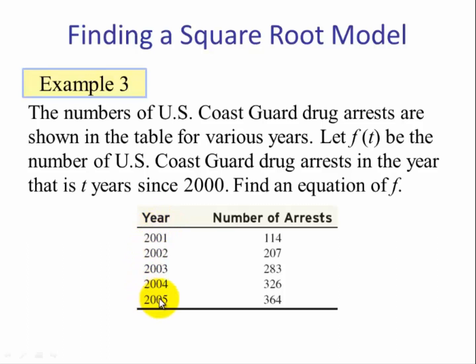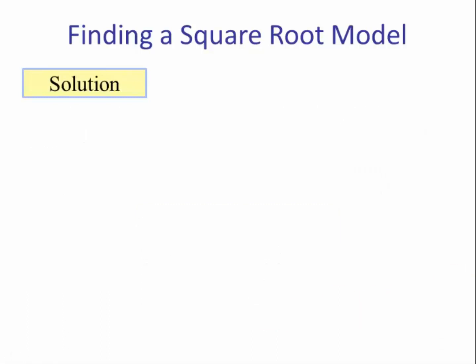So our first step is to compute the values of t. So in this case, t will be 1, 2, 3, 4, and 5. That's our independent variable. This is our dependent variable. And let's put this in list 1 and list 2 and construct a scatter plot. So we see this does look like a square root graph.